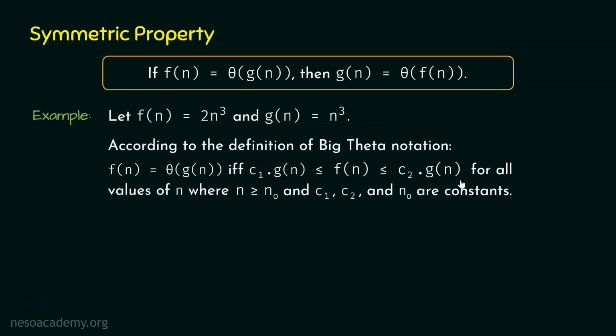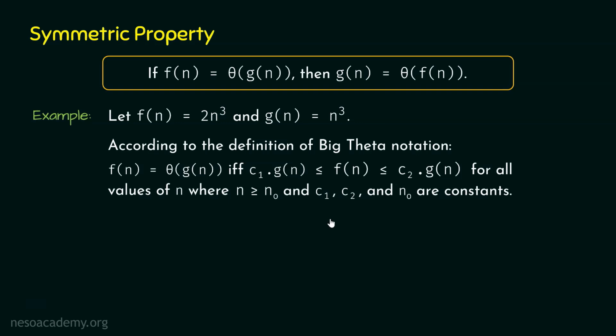What is the meaning of this inequality? If we observe this inequality, here we have f(n) less than or equal to C2 times g(n). This means C2 times g(n) is the upper bound of f(n). This is what we observed in the graph as well. C2 times g(n) is the upper bound of f(n) and C1 times g(n) is the lower bound of f(n) because C1 times g(n) is less than or equal to f(n). We have observed this in the graph also. C1 times g(n) is acting as the lower bound and C2 times g(n) is acting as the upper bound of f(n).